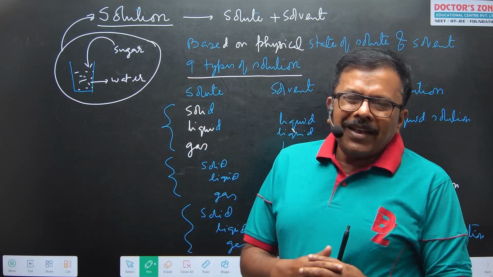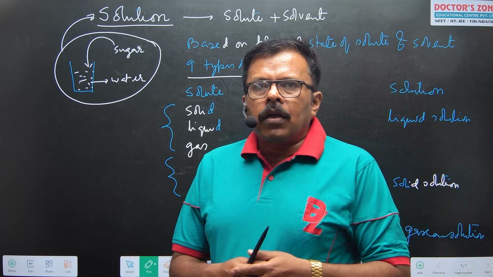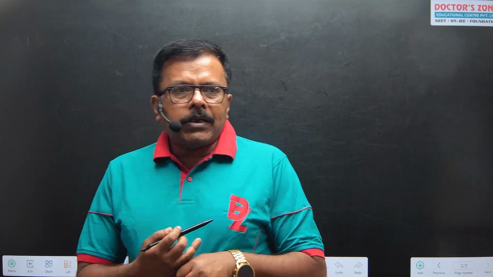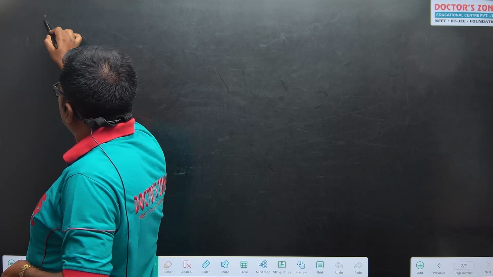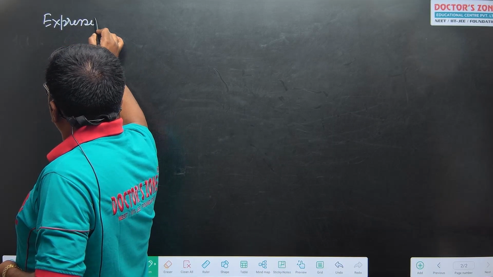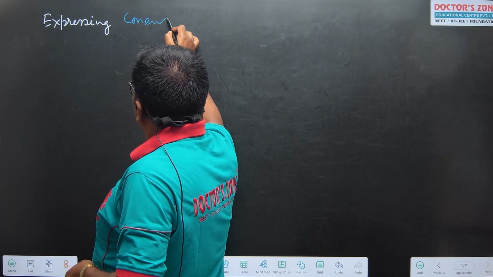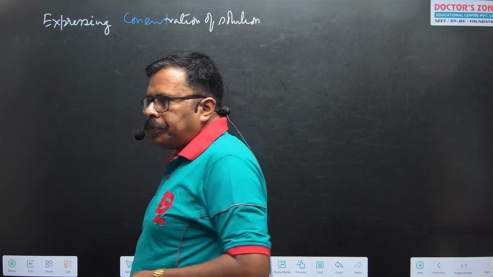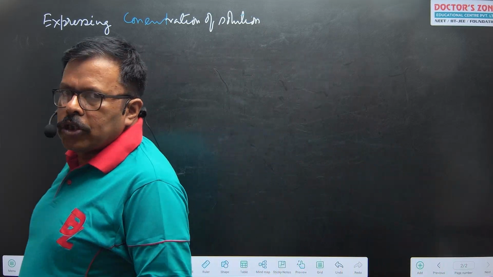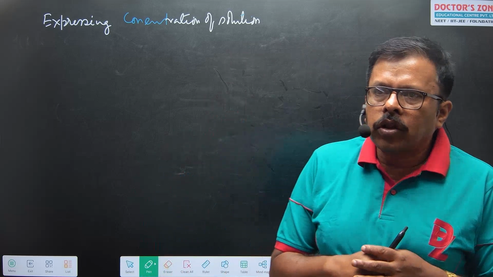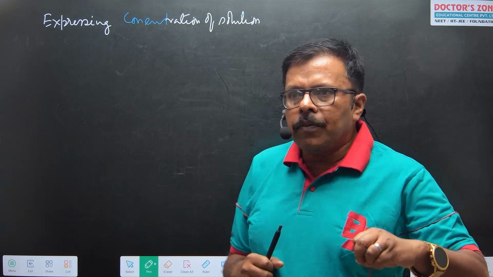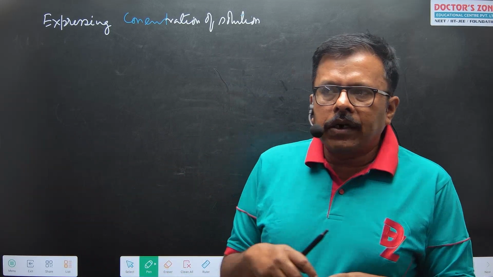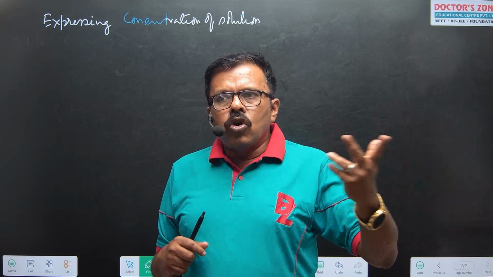Now the next very important thing that we have in this chapter is how to express the concentration of a solution. Suppose you made tea, two kinds of tea: in one tea you put more sugar and in one tea you put less sugar. So where there is less sugar it is less concentrated, and where there is more sugar that is more concentrated.